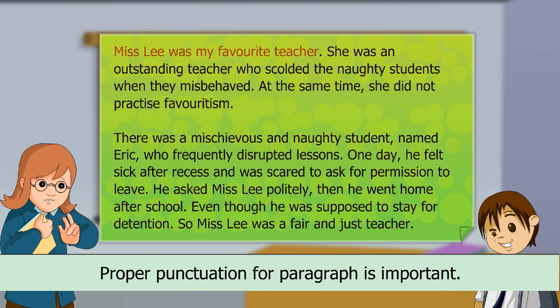For example, Miss Lee was my favorite teacher. She was an outstanding teacher who scolded the naughty students when they misbehaved. At the same time, she did not practice favoritism. There was a mischievous and naughty student named Eric who frequently disrupted lessons. One day, he fell sick after recess and was scared to ask permission to leave. He asked Miss Lee politely, so he went home after school, even though he was supposed to stay for detention. So Miss Lee was a fair and just teacher.